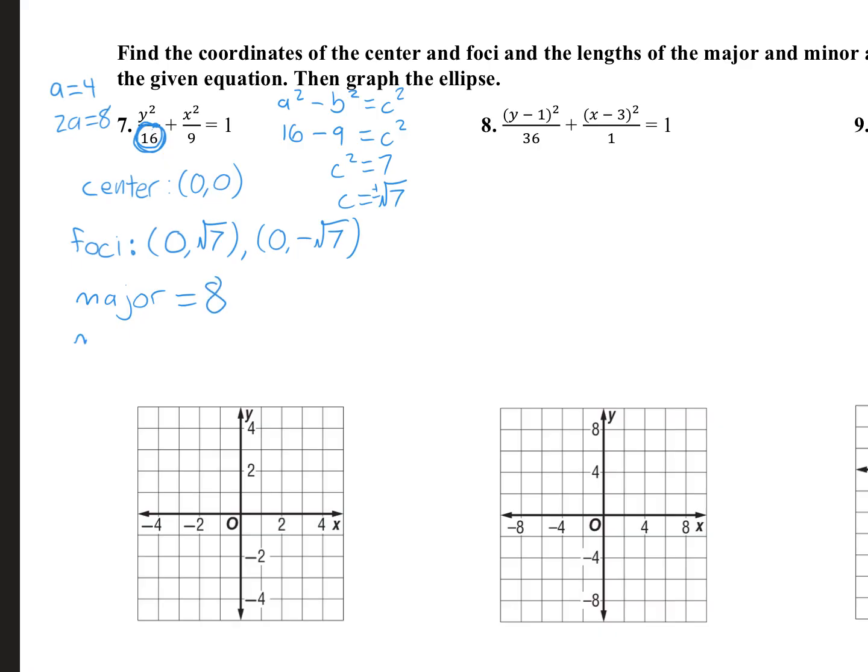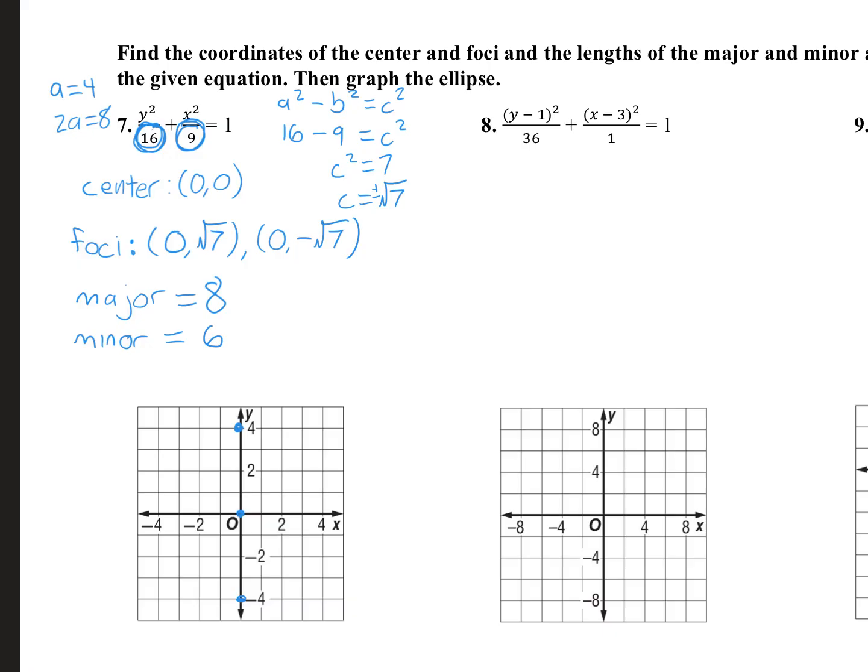All right, the length of the minor axis is 2b. So here's b squared, which makes b 3. So 2b is 6. All right, and now we just have to graph it. So looking at the numerators, the center is at 0, 0. Underneath y squared, there's a 16. Take the square root.